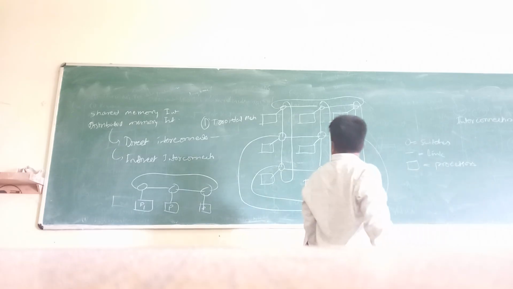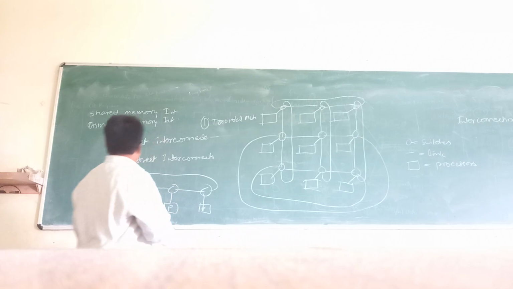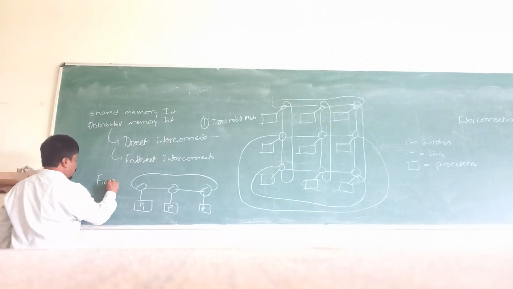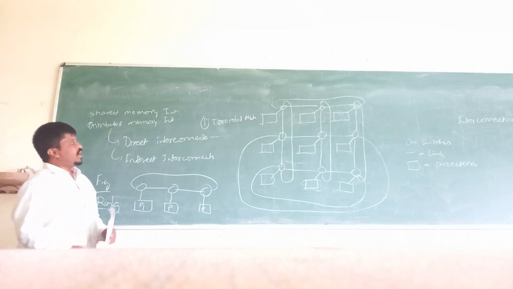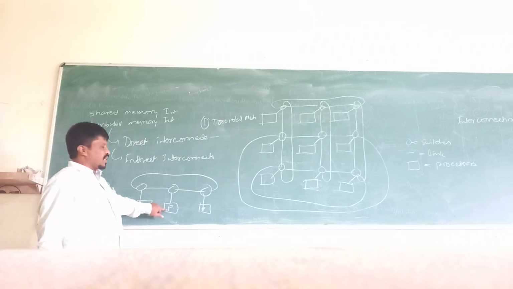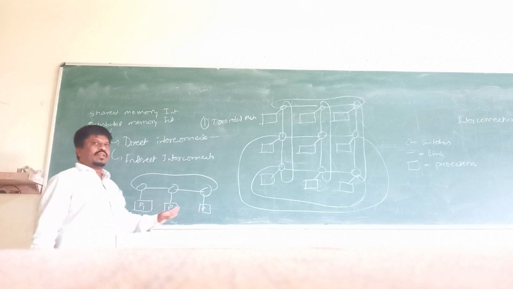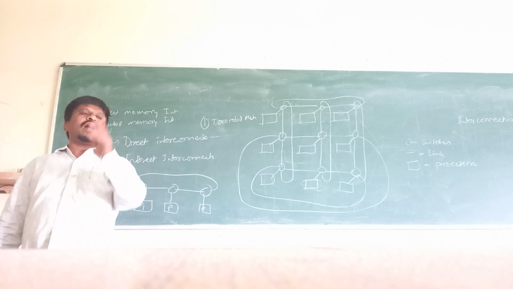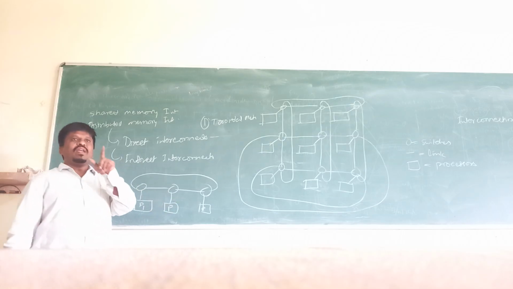Okay, this can be connected to the processor. Usually, this one is the figure for the ring type. In the ring type we have the three processors. These are connected to each other with the help of links, and one switch will be connected to another switch with the help of links also.